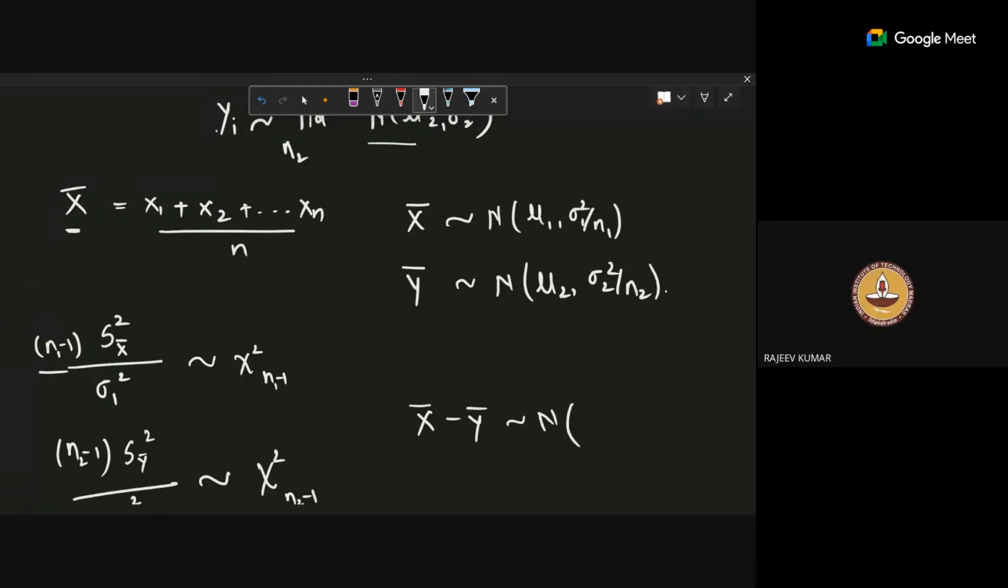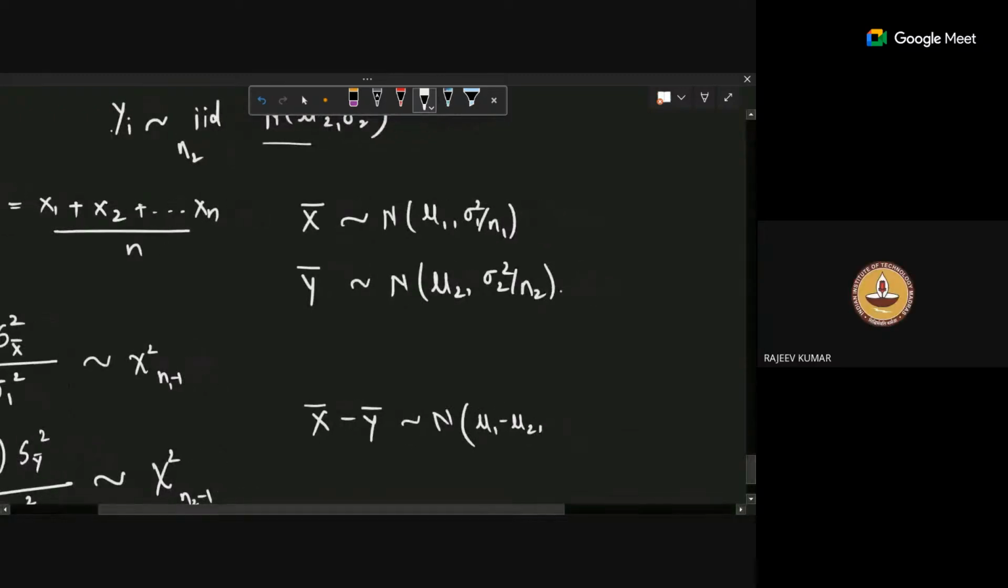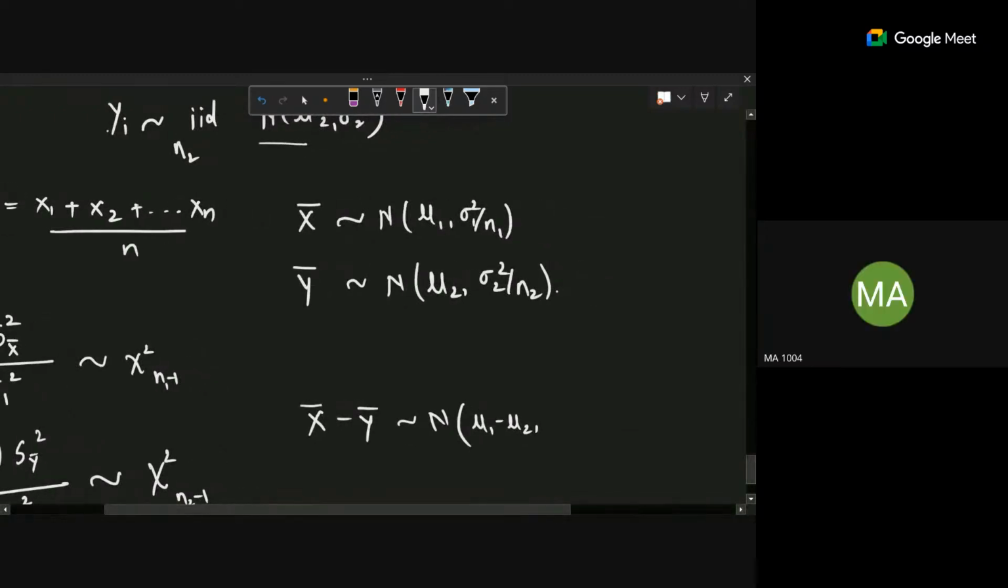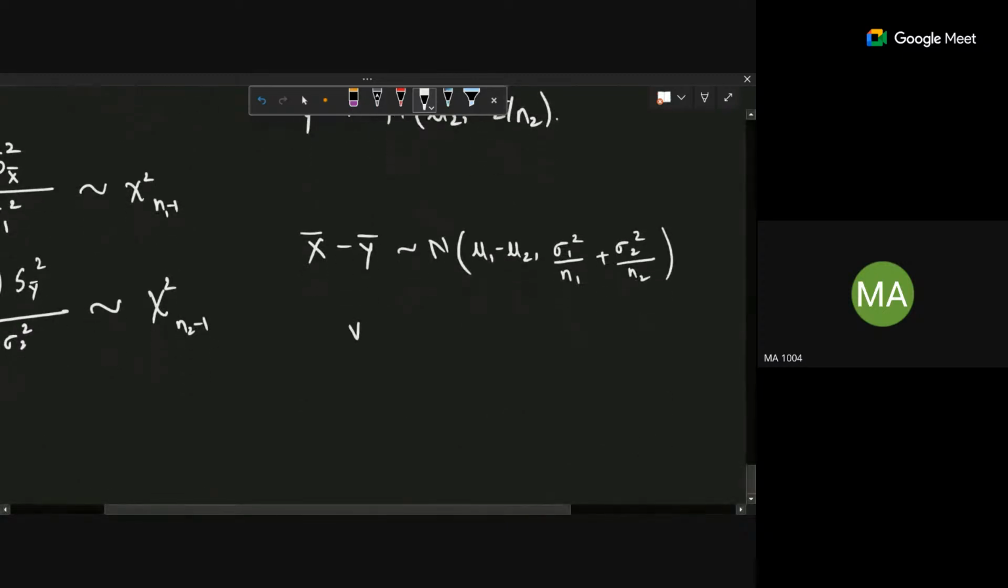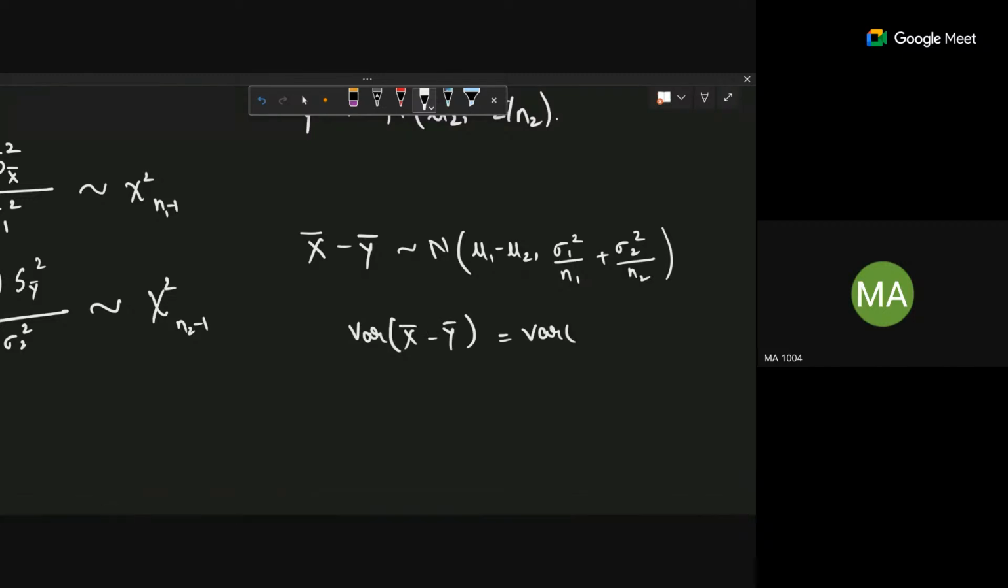Mu1 minus mu2. Then plus of the variances, the addition of variances. Why addition? Because minus becomes plus: minus 1 whole square. Yes, because when it comes to variance, the variance of x bar minus y bar will be equal to the variance of x bar plus (minus 1) the whole square, because it's a constant there, times the variance of y bar. Okay, so that's why it is addition.